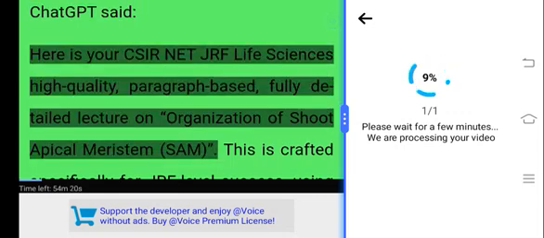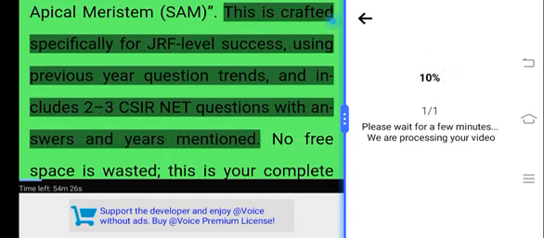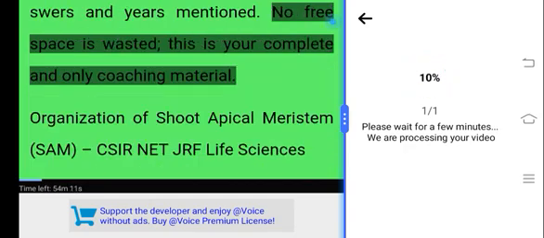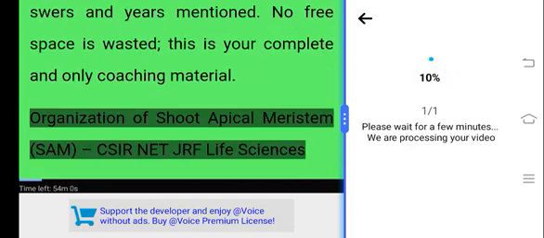ChatGPT said: Here is your CSIR NET JRF Life Sciences high quality, paragraph based, fully detailed lecture on organization of shoot apical meristem, SAM. This is crafted specifically for JRF level success, using previous year question trends, and includes 2 to 3 CSIR NET questions with answers and years mentioned. No free space is wasted. This is your complete and only coaching material. Organization of shoot apical meristem, SAM, CSIR NET JRF Life Sciences.